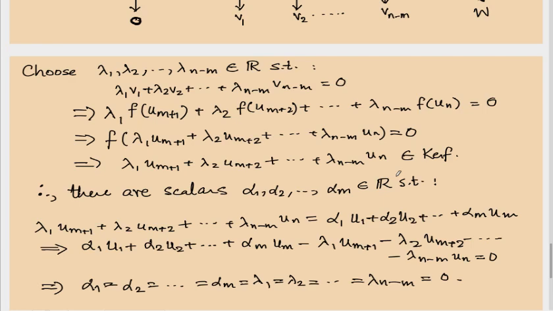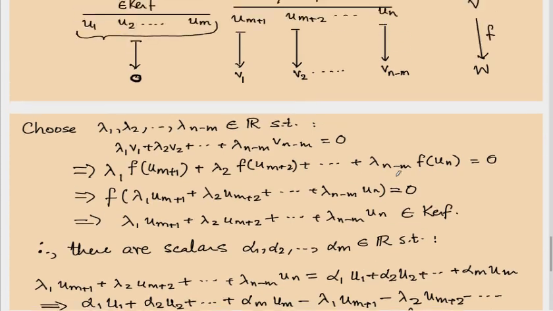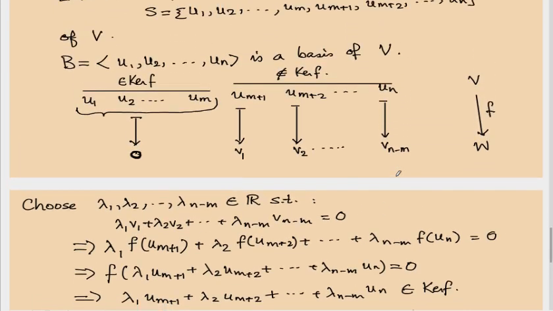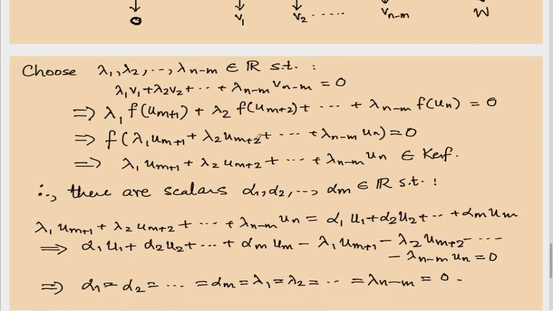Unless each one of the lambda i's, lambda 1, lambda 2, lambda n minus m, is 0. That's the only thing which is there. Only the 0 vector is common. The elaborated proof of this fact, that we could deduce lambda 1, lambda 2, lambda n minus m is 0, we will do next time. That elaborated proof is actually over here.